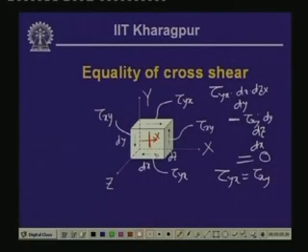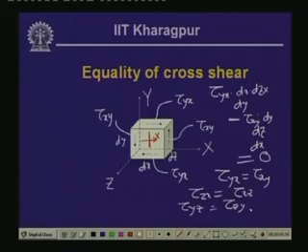Likewise, if we take the moment of the forces about the x and y axes and take the relevant forces, we can see that tau z x is going to be equal to tau x z, and tau y z is going to be equal to tau z y. So, this gives us that the cross shearing terms are equal.